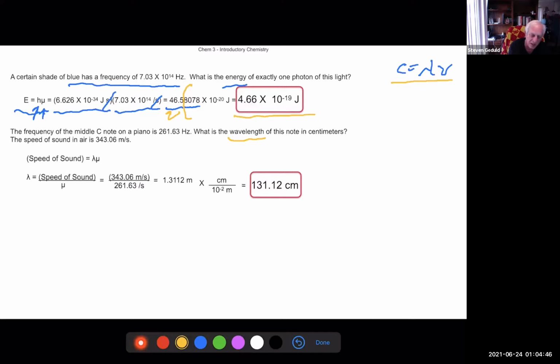Okay, so the speed of sound is going to equal our wavelength times our frequency. That's what we're dealing with here. And we want to calculate the wavelength. So you want to isolate lambda. So divide by frequency on both sides. So you get the speed of sound divided by frequency. Just rearrange this equation right here.